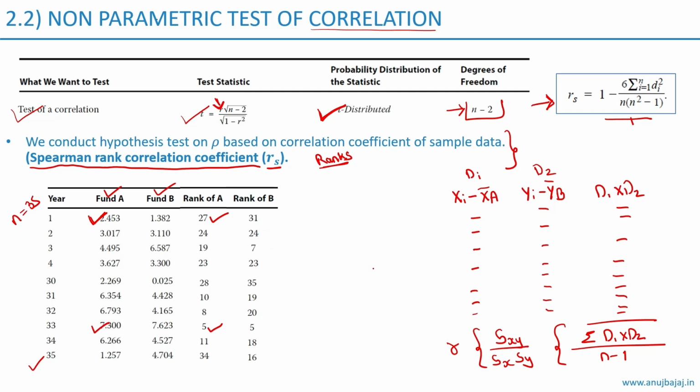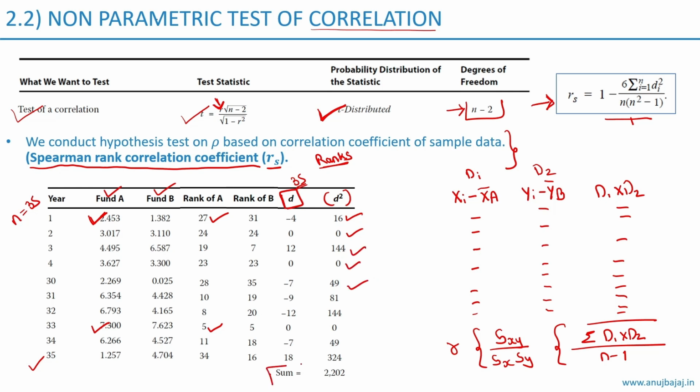After calculating the ranks of each fund, we find the difference of the ranks. So we take 27 minus 31, we get -4. Similarly, we get 35 such differences. We square the differences and this is the difference squared that we have. And we take the sum of all the difference squared.